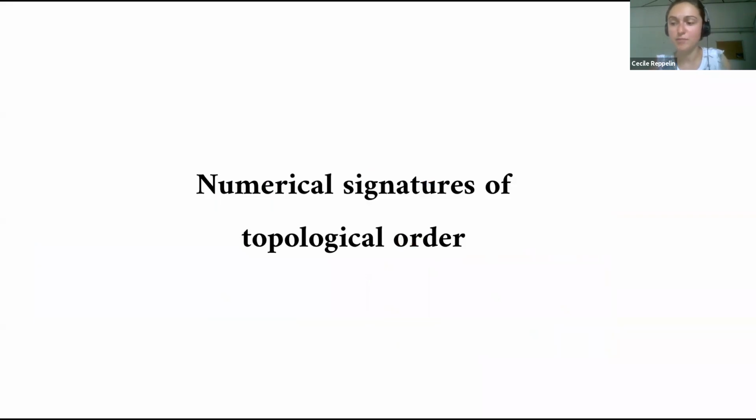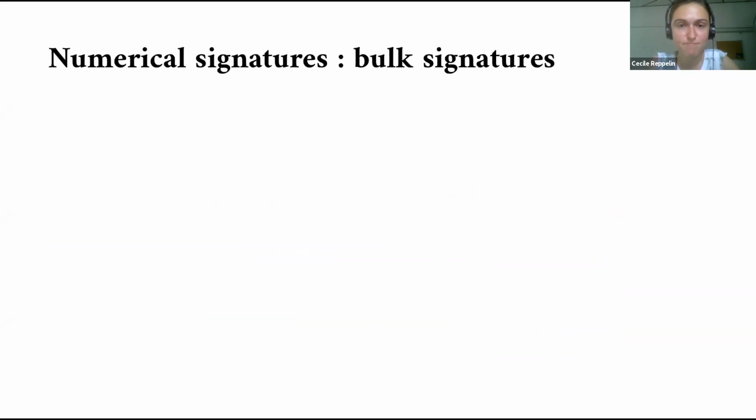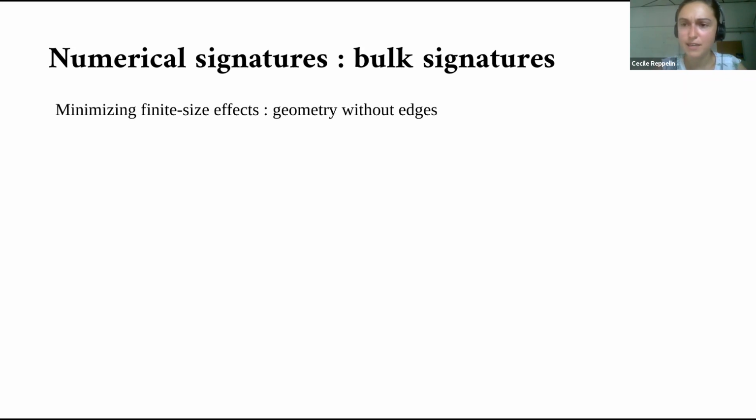Okay, so what are signatures of topological order, and more specifically of fractional quantum Hall physics? When we talk about numerical signatures, very often, as a general principle, it's good to try and find bulk signatures. The idea being that you want to minimize finite size effects.